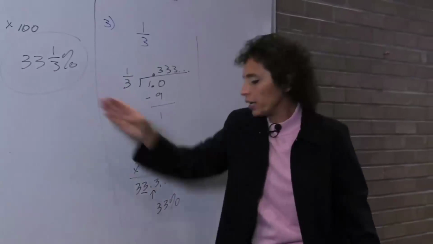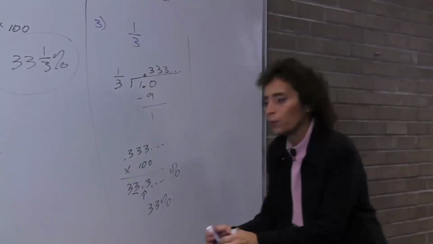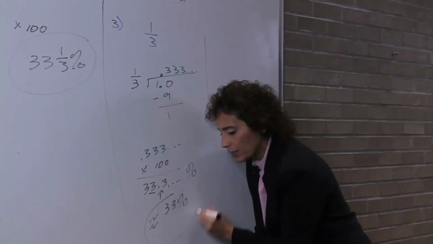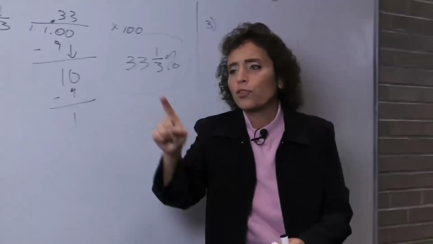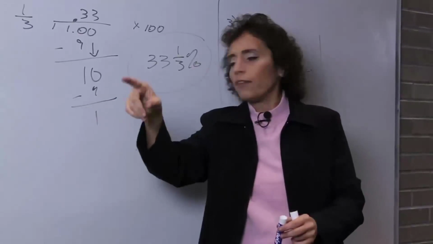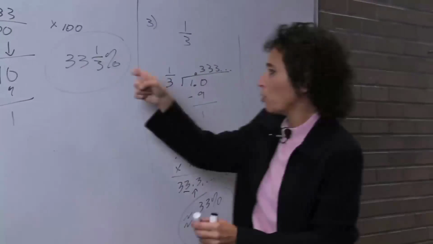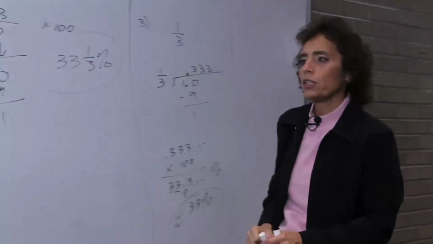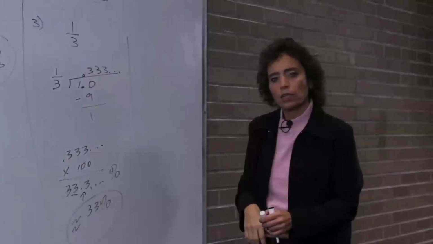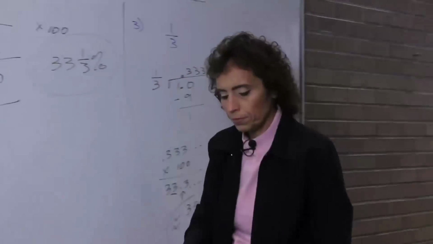Doesn't matter, but this answer is rounded, but it is not exact. This is an approximate answer. This is an exact answer. Remember, when you deal with repeating decimals, you have to either have a rounded answer or an exact answer. Better usually to leave it as a fraction if you want the exact answer. Okay? So that's number 3. Let's look at number 4.